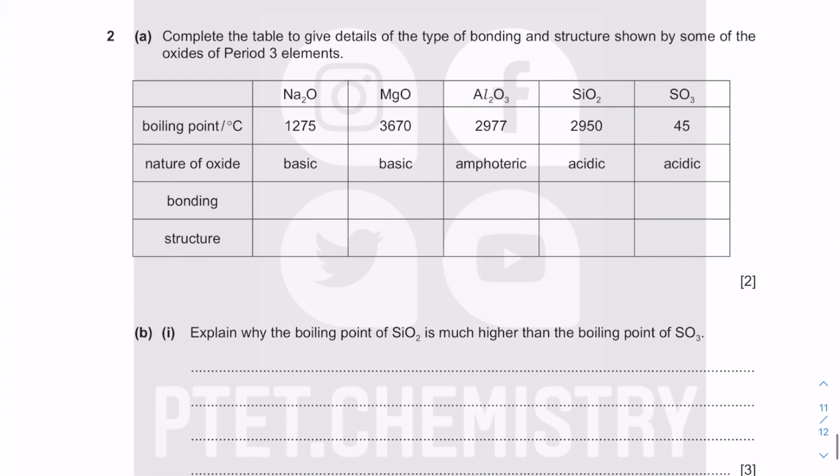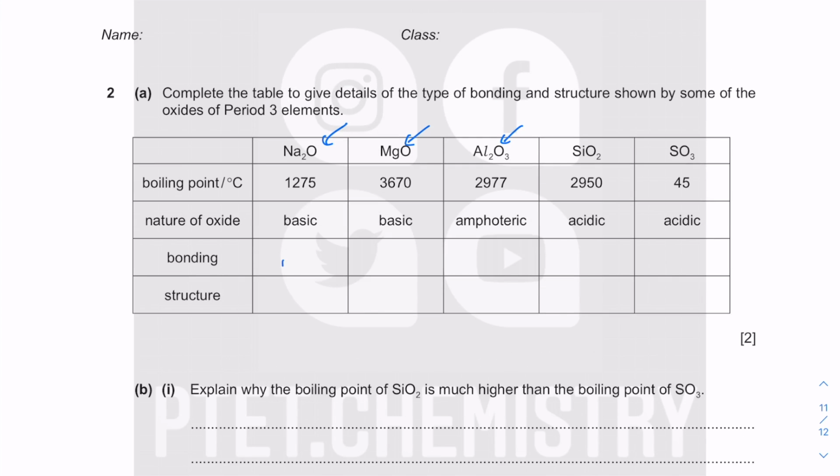Phew, okay, this checkpoint is getting very long now, so I should probably speed up a little bit. So sodium oxide, magnesium oxide, aluminium oxide, they are all giant ionic structures. Don't worry too much about the nature of the oxide. This will come under the topic of periodicity, which is basically studying the periodic table in greater detail.